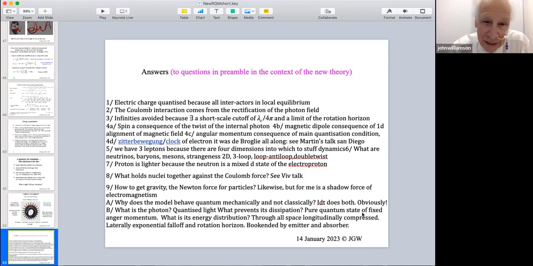Later. The spin is a consequence of the twist of the internal photon going round twice. The magnetic dipole is a consequence of the 1D alignment of the magnetic field, then only tumbling. So it tumbles like this to be zero. So an isolated electron has zero magnetic dipole, but in an external field, it precesses around that. So it vibrates around it as it's rotating. It has an internal spin and it precesses around the direction, just generating E is mu B.